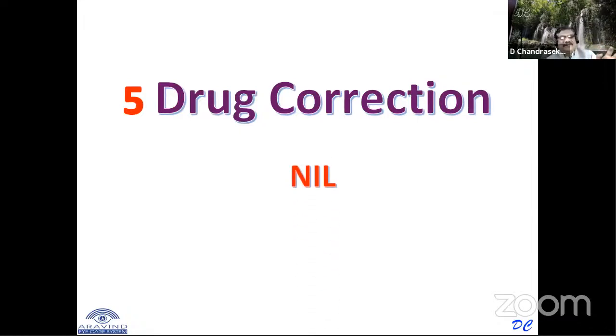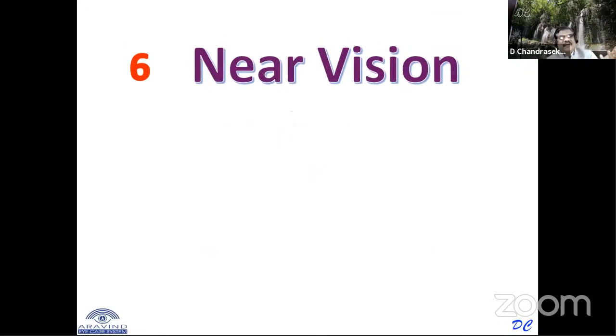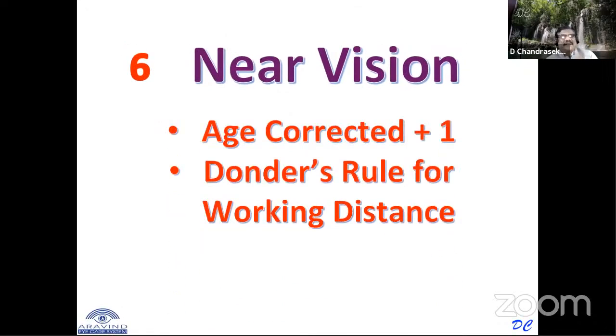Drug correction, phenylephrine we have given, so there is no drug correction. What is the age? Around 48 years old. So you have to give an age corrected vision. For 40 years we give 1, 45 we give 1.5, then 50 we give 2, 55 we give 2.5 and approximately 3 at 60. So this is the normal age corrected vision. In between you can add another 0.25.